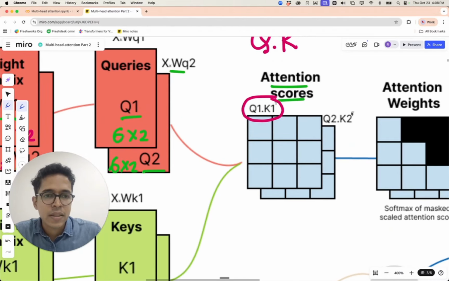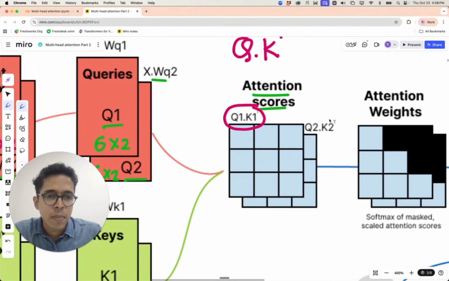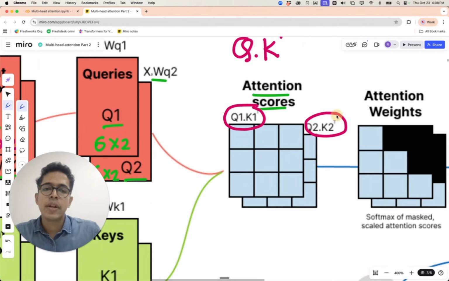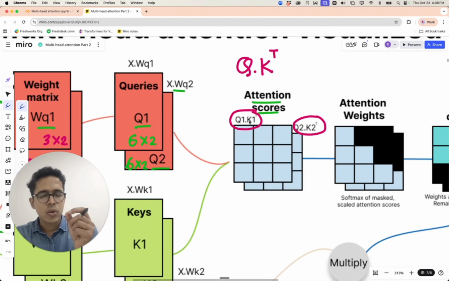I'm not sure how much you can see the transpose T. It's a little bit blurred. The second one is Q2 dot K2 transpose. So this first matrix will be the attention scores between queries and keys in head number 1. The second matrix, which is behind, will be the attention scores between queries and keys in head number 2.